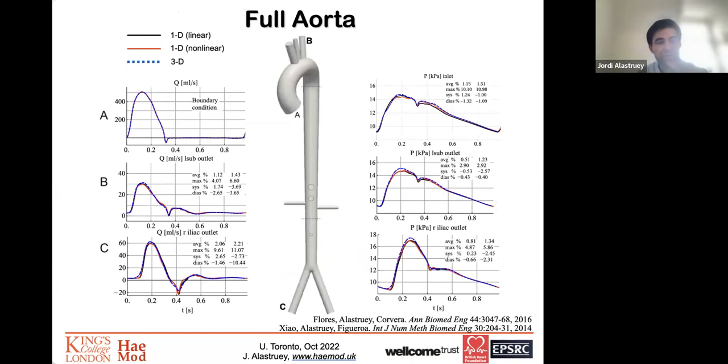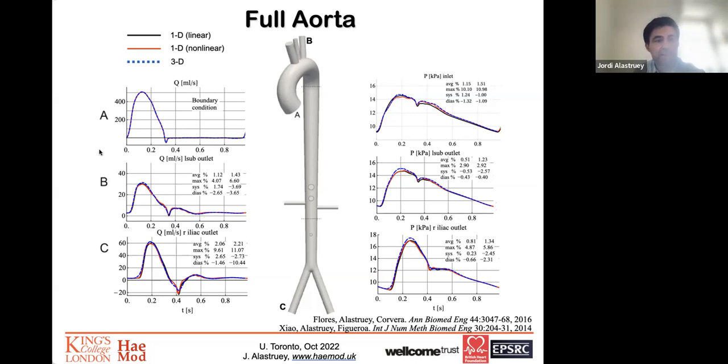So this is a model of the full aorta. We have flow rate wave on the left and blood pressure wave on the right. And you can see in blue the results from the 3D model, in red the results from the nonlinear 1D model, and in black those obtained from a linearized version of the 1D model that actually enables analytical expressions for blood pressure and blood flow, although those are really very long mathematical expressions.